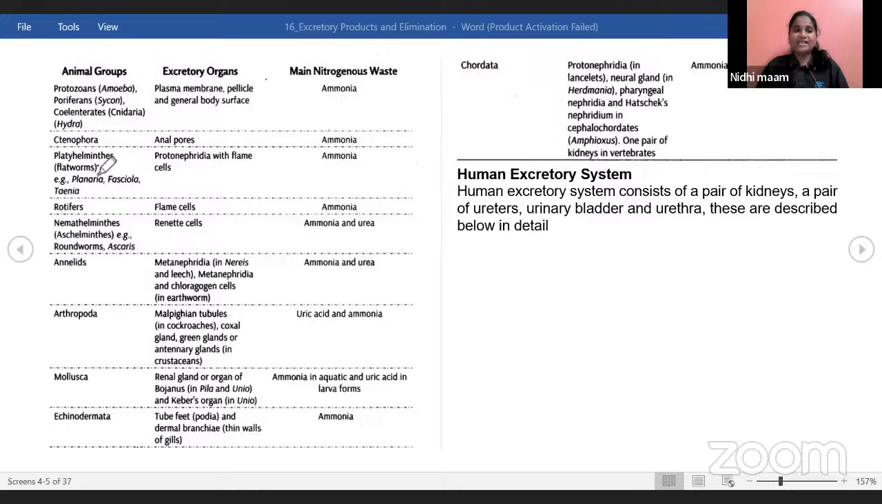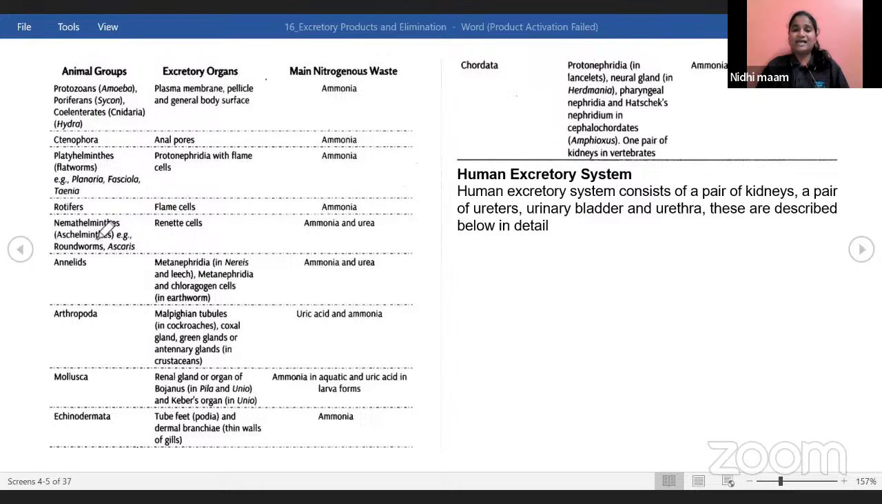Platyhelminthes, what we call flatworms. We have seen this in the animal kingdom, right? So here it may be Planaria, it may be Fasciola, it may be Taenia solium. So these all will excrete with a specialized structure which is called protonephridia. Nephridia refers to a kidney. Proto means primitive kidney, not advanced kidney. Okay, with flame cells. Next, rotifers, here also flame cells are there.